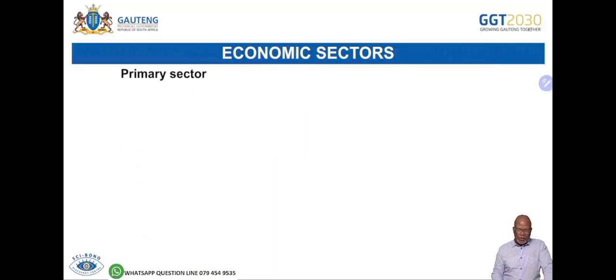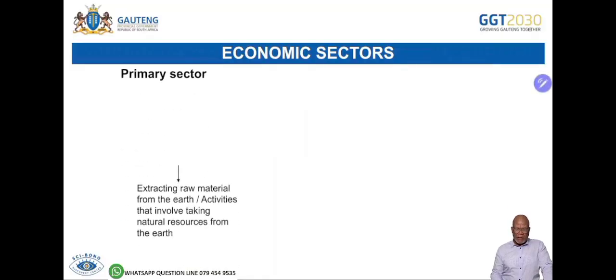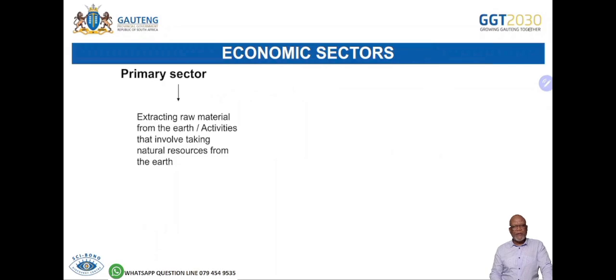Now let's look at the economic sectors. We have the primary sector. You must be able to define the primary sector because you can get this in long questions, in short questions, or in multiple choice questions where there is a definition: extracting raw material from the earth, or activities that involve taking natural resources from the earth. You can get this as definitions, and then you have to choose which one.